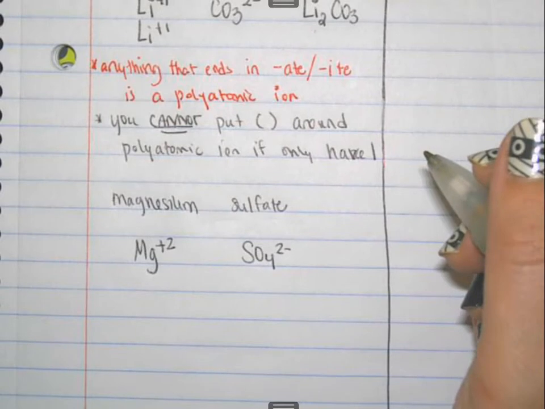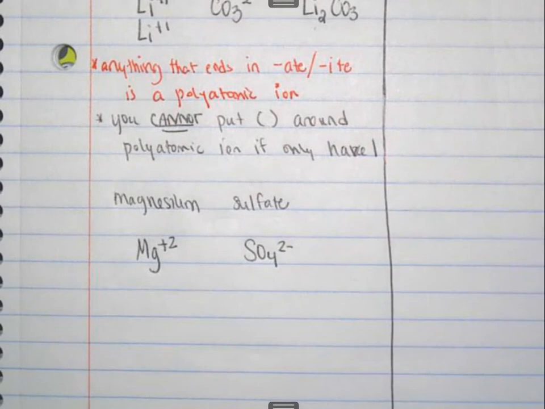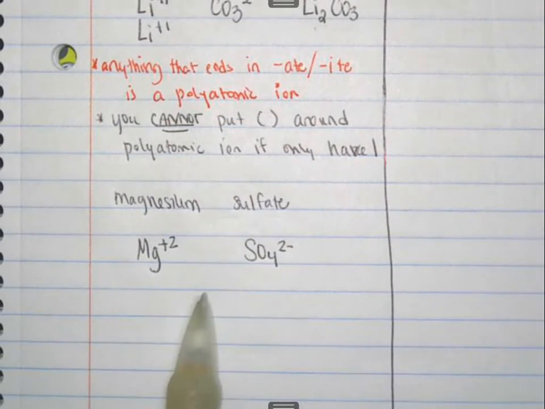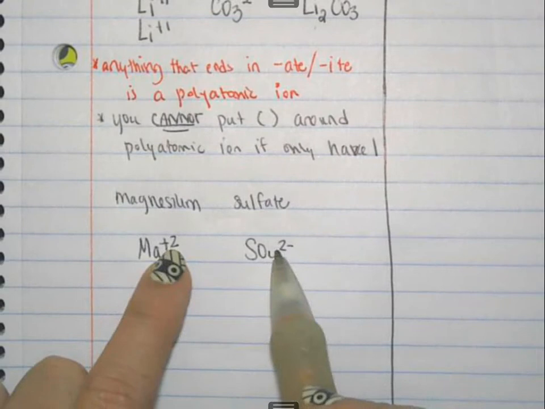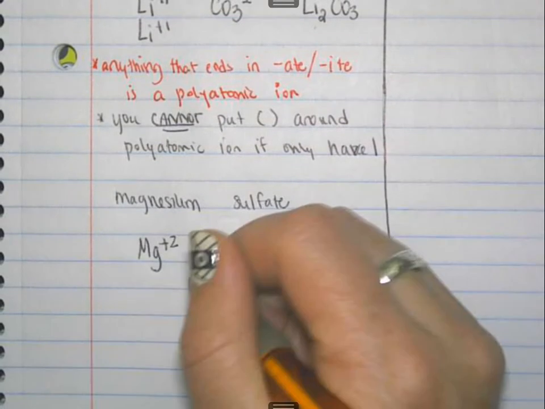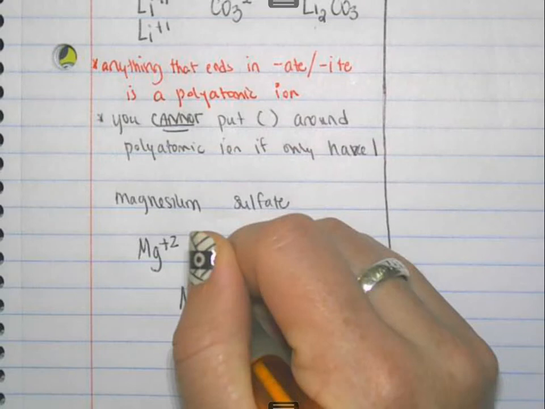Okay. I need to put these in the amount so that they add up to equal 0. They already do? Yes, they do. So do I need to add another Mg or another SO4? Nope. I'm done. I just need to write the final formula. Okay? When we write the final formulas, do we write the charges in it? No. So my final formula for this is going to be MgSO4.